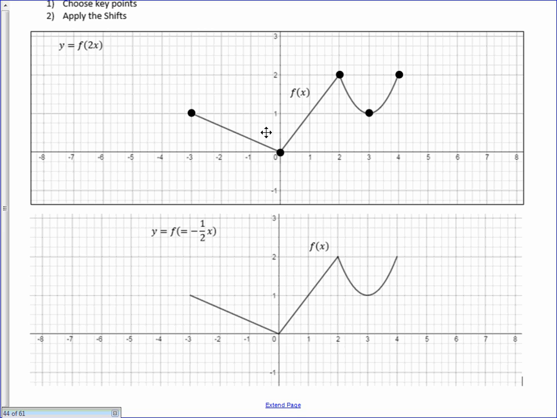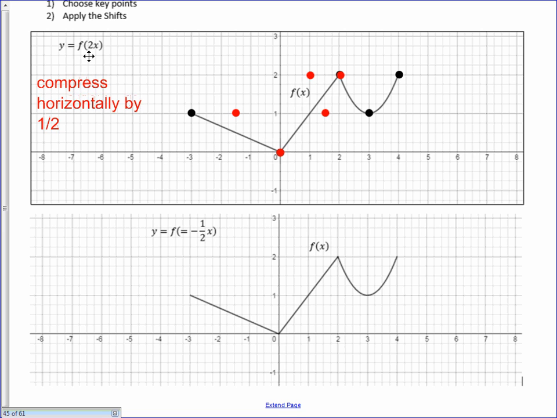Now I want to apply the shift. So I look up here, I'm trying to do f of 2x. So that means I'm going to compress everything horizontally by a factor of 1/2. So I take each of my points and I compress them horizontally by a factor of 1/2. If you want to write out the coordinates, you are more than welcome to do that, but you might be starting to see exactly what happens here on the graph. So that's where my new points end up if I compress them horizontally by 1/2.